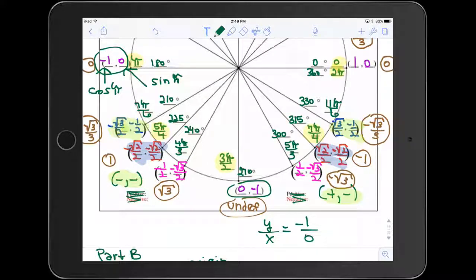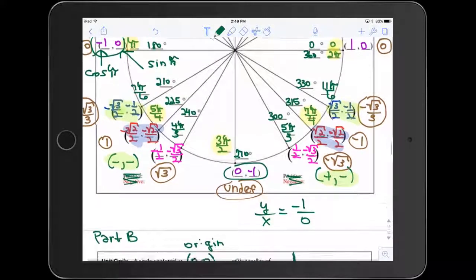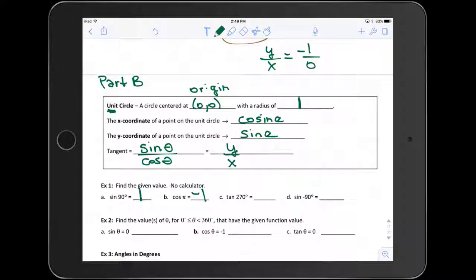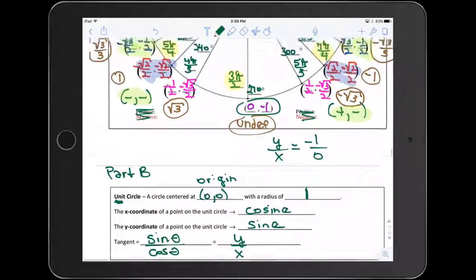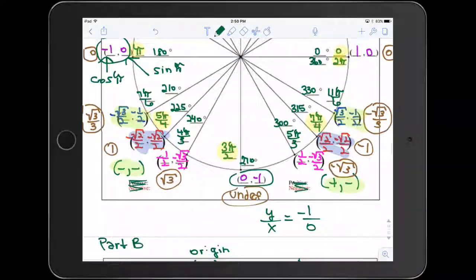Notice I wrote it in brown already. That's where I got that value from. And that's why I'm writing here undefined. You can't put 0. 0 is the number 0. You need to write undefined. Doesn't exist.